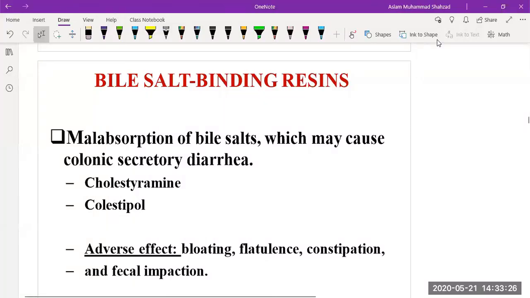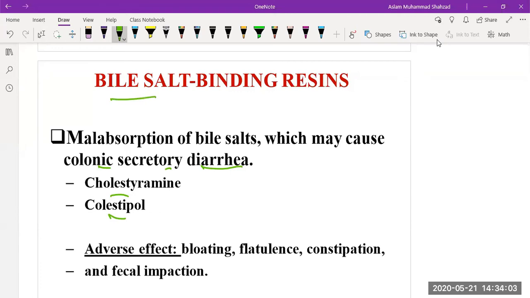The next drug under this classification is bile salt binding resin, which is also used for the treatment of diarrhea. The malabsorption of bile salt is also responsible for causing diarrhea, especially chronic secretory diarrhea. The drugs used as bile salt binding resins are cholestyramine and colestipol, and both are responsible for binding the bile salt.